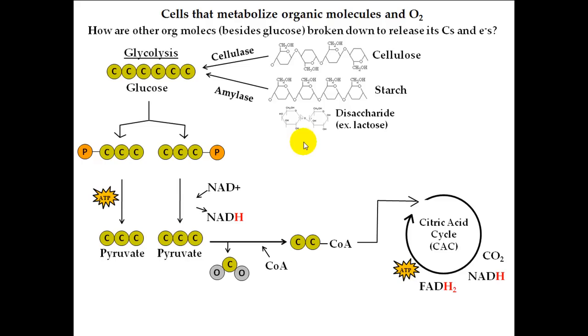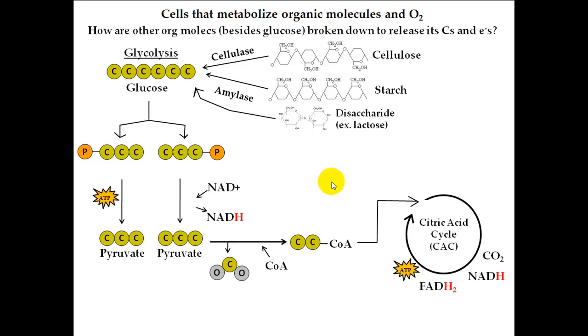And there are also enzymes that break down disaccharides to release the individual sugar units. It turns out that not all cells have these enzymes, cellulase and amylase. So depending on the type of cell, it would be able to metabolize some, none, or all of these different forms of glucose.